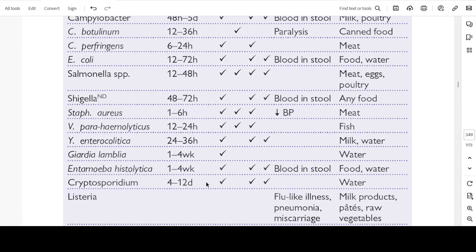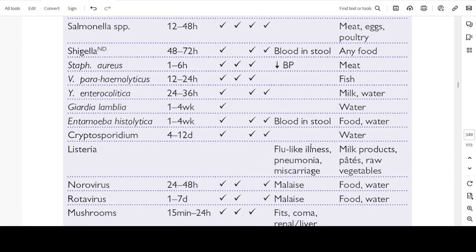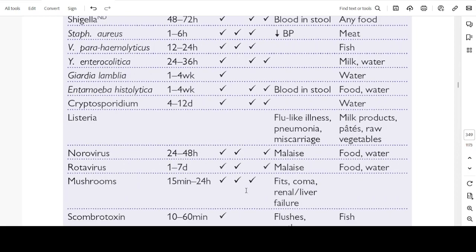Cryptosporidium 4 to 12 days. Diarrhea, pain abdomen and fever because of water again. Listeria monocytogenes. Listeria causes flu-like illness, pneumonia, miscarriage because of milk products, pates, raw vegetables. Norovirus 24 to 48 hours, most common cause of winter vomiting illness. So there is diarrhea, vomiting as well as fever. Malaise, food and water are the causes.